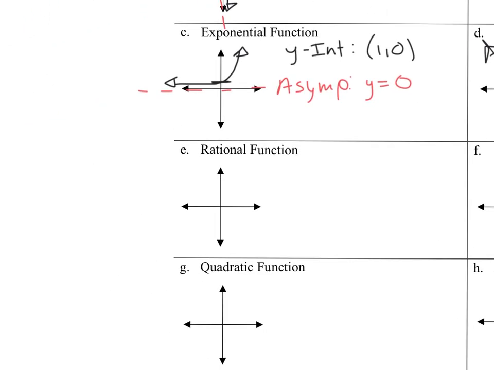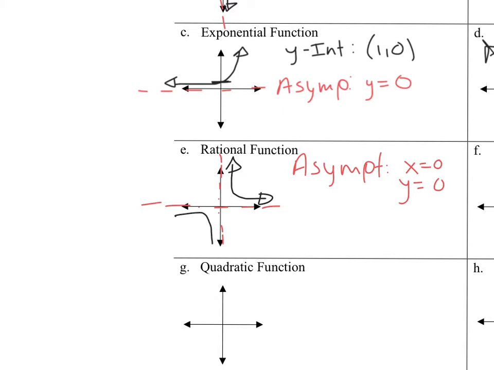The rational function. Okay, now this one has a lot going on. This has an asymptote along the y and along the x. So you have two of them. So it's got x equals 0 and it's got y equals 0. And it looks like this on the graph. Now, does this guy have any x or y-intercepts? No, it doesn't have any because the asymptotes prevent it from crossing the x or y axis. There we go.